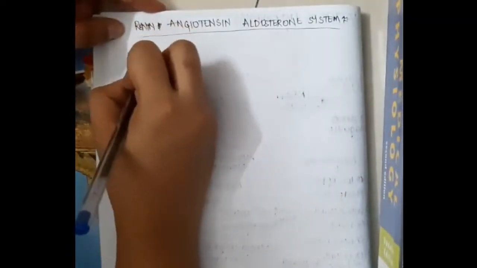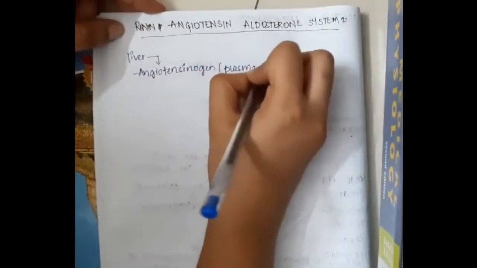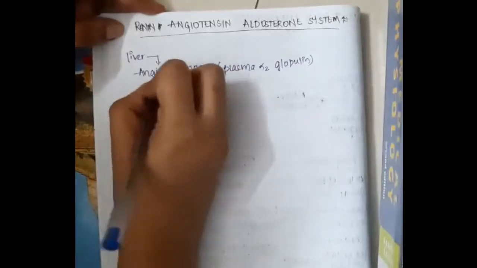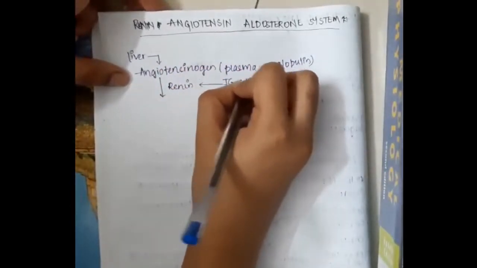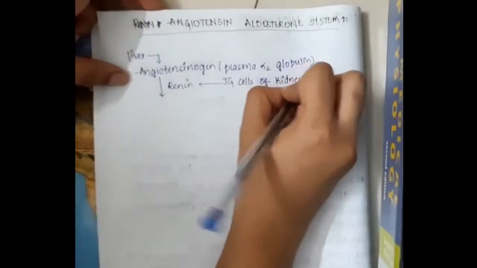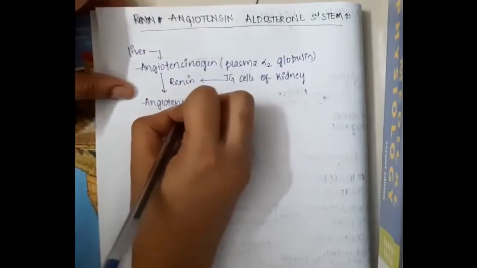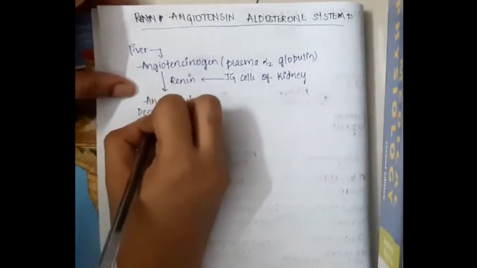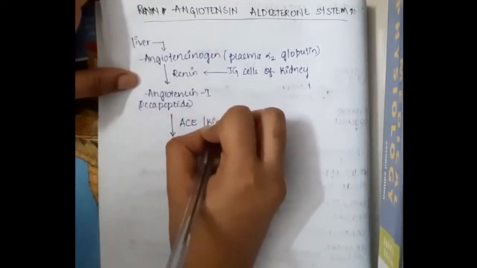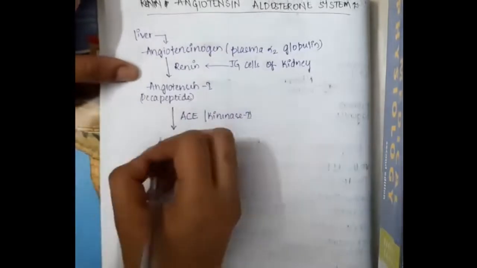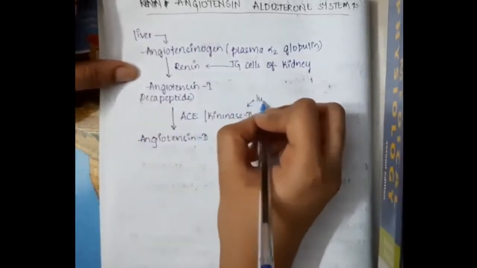The liver produces the enzyme angiotensinogen. This angiotensinogen is a plasma alpha 2 globulin. In the presence of renin, which is produced by JG cells of the kidney, juxtaglomerular cells of the kidney, renin converts angiotensinogen to angiotensin 1, which is a decapeptide. This angiotensin 1, in the presence of angiotensin converting enzyme or kininase 2, gets converted to angiotensin 2.